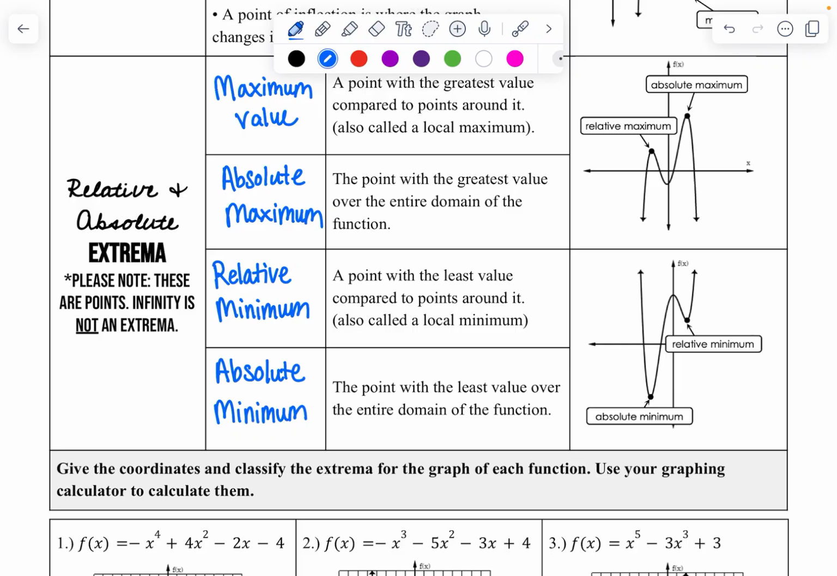So maximum and minimum are referred to as the extrema. They are points. Infinity is not an extrema because it's not a coordinate pair. So they are the tops of hills and the bottoms of valleys.